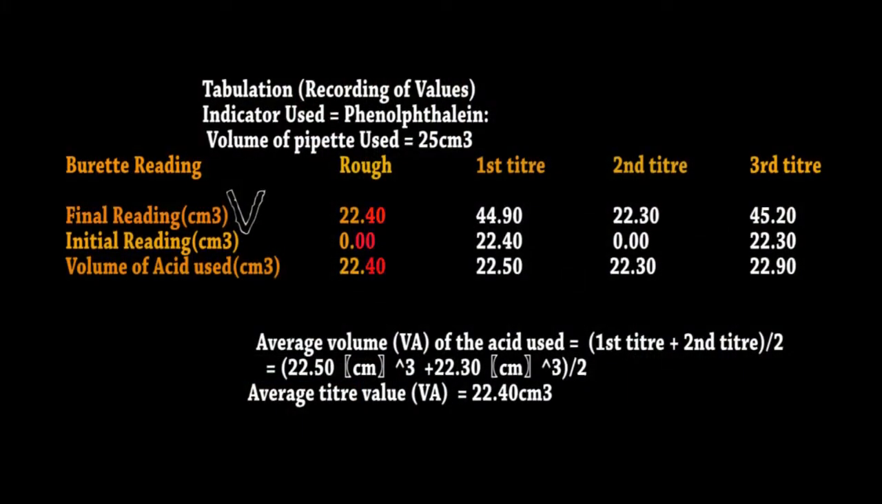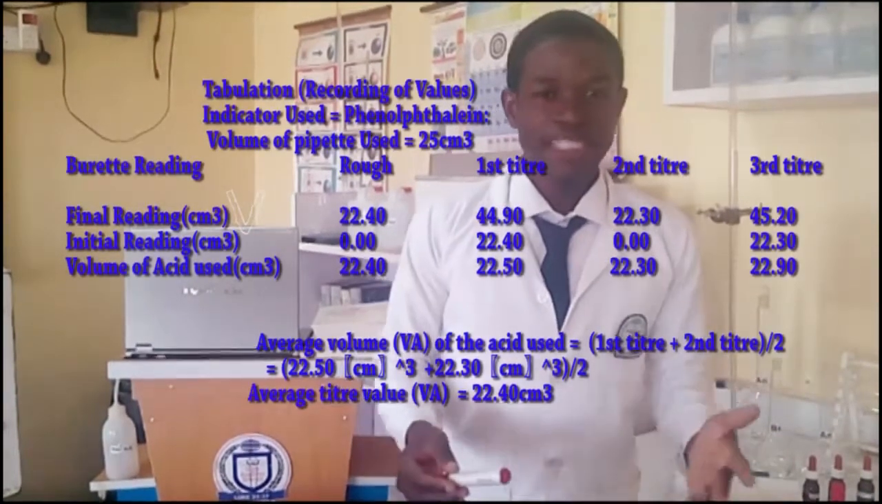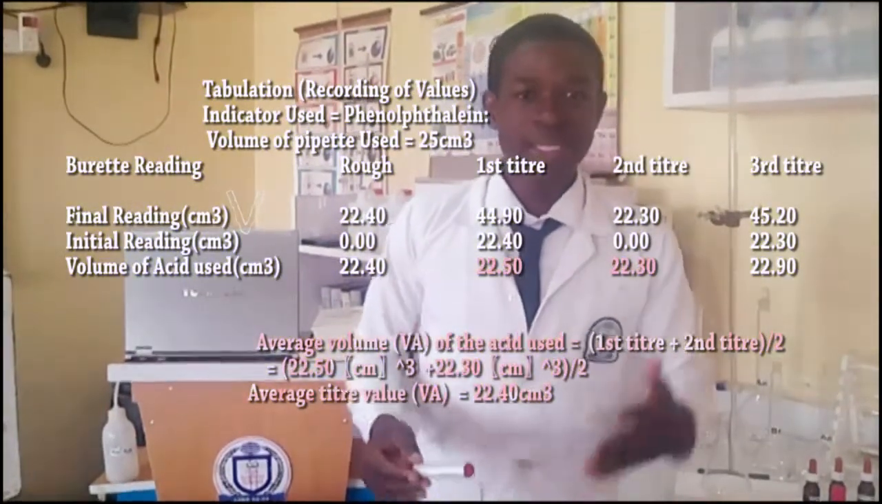It is good to note the following: burette readings must be recorded to 2 decimal places. Units must be placed, and the acceptable unit is centimeter cube. The indicator and the volume of pipette used must be stated. Values must not be shaded. Calculations must be correctly evaluated. Writing must be in ink. The average volume of acid used must be from at least 2 concordant titer values.